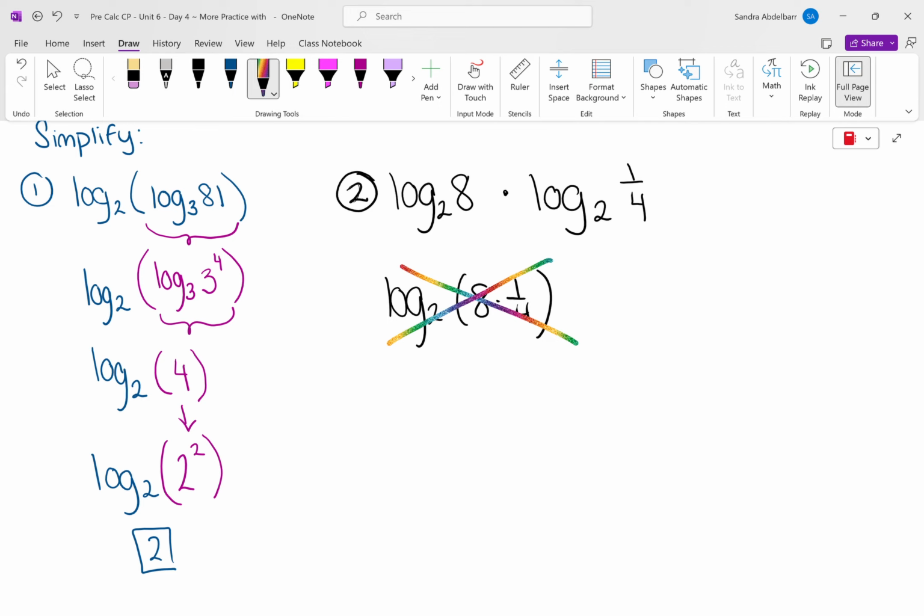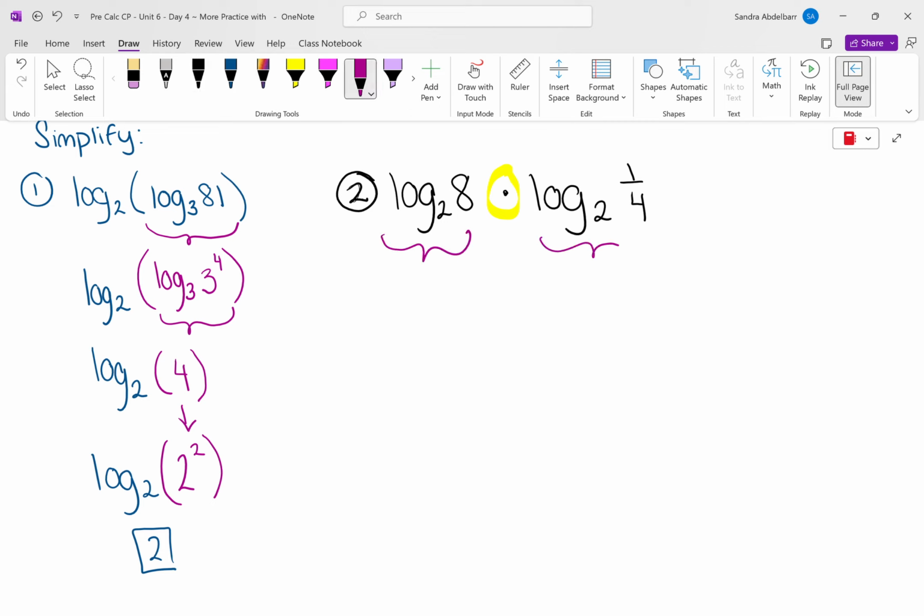Why? Nika? Is it not like combined anywhere? In order for me to pull out that log base 2 and have 8 times 1/4, what operation would have to be here? Addition. There is no condensing for multiplication. We're not allowed to pull out a log base 2 and multiply those arguments because we could only do that when there's addition between them. So what do I actually have to do? I have to simplify this side, and I have to simplify this side, and then multiply those two.